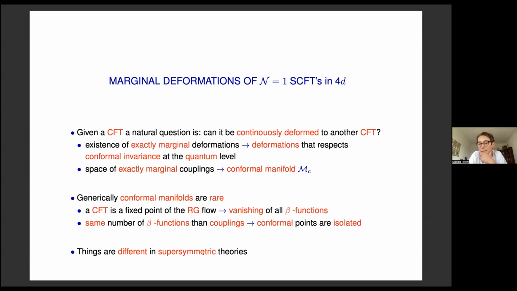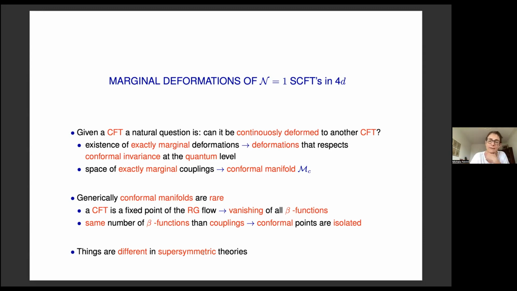For generic field theories, conformal manifolds are rare, and it's very easy to see why, because if we want another CFT, it means that we need a fixed point of the RG flow. So we have to find the zeros of all the beta functions of the deformed theory, and typically we have as many beta functions as couplings. And so if there are conformal points, they're isolated.